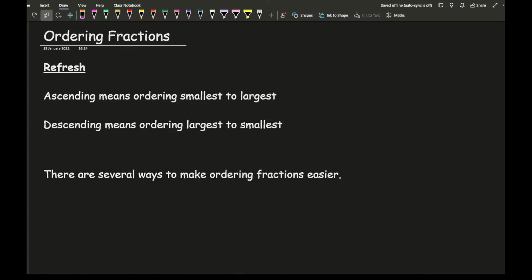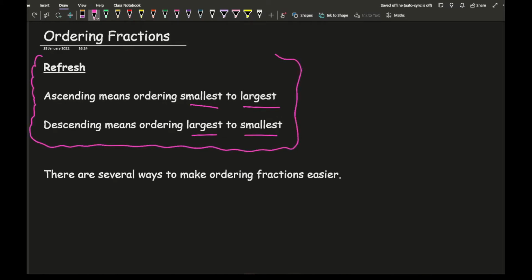So in terms of ascending, this generally means that you are ordering the numbers from the smallest number first to the largest, and descending means largest to smallest. And how I remember this is that A is the starting letter of the alphabet, and so starting tends to mean the smallest, and that's basically how I generally remember it.